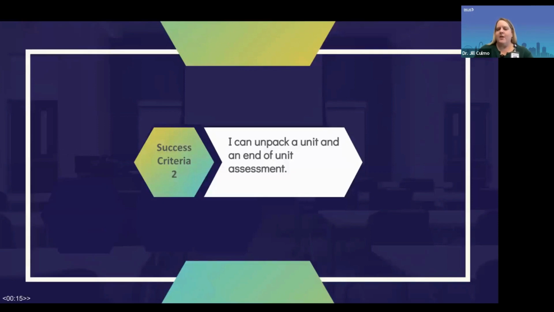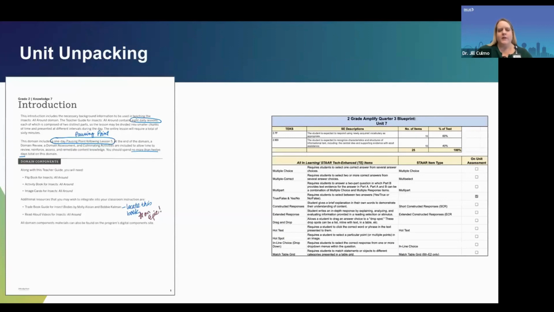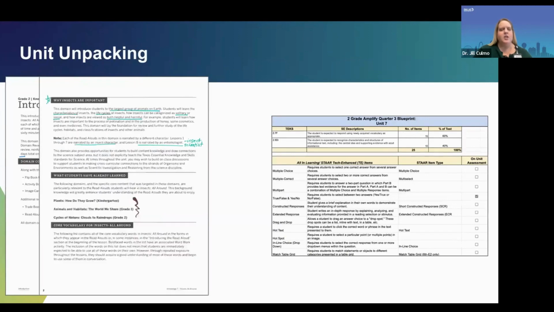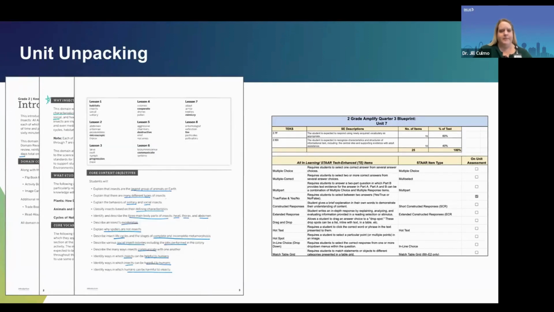All right, we have wrapped up Success Criteria 1, and it's time to move into Success Criteria 2. I can unpack a unit and an end of unit assessment. To review some work that we've done in the past, we've talked about annotating the unit introduction. What you're seeing on the slides here is just one example of what your unit introduction annotations may look like. Today, we will look at the unit assessment in more depth.